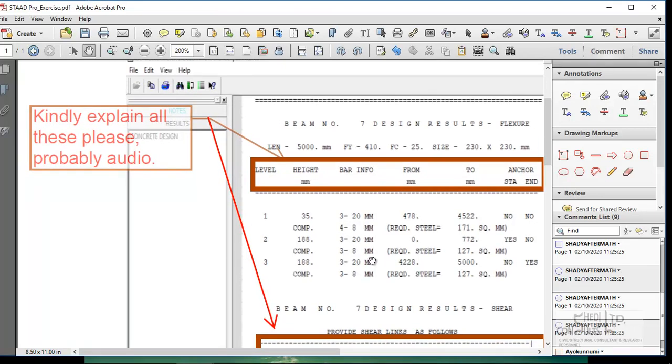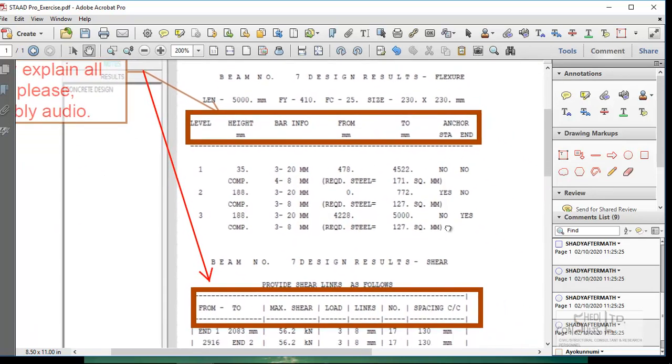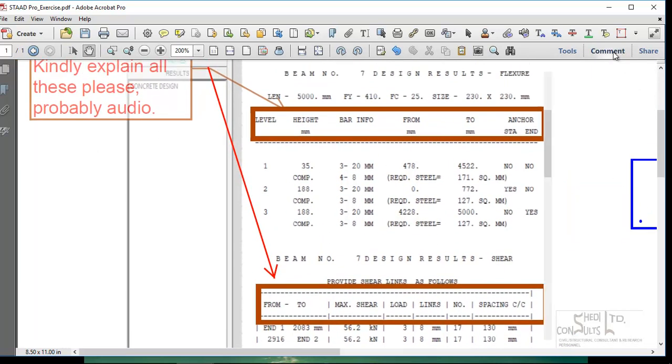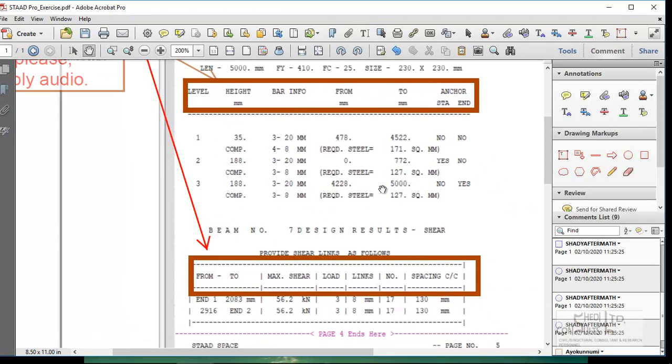Okay, you sent me this document for me to explain. You said I should explain all of this. This is STAAD results. You want me to explain these results from your analysis. Okay, so I'll explain it now, and I'll do that very quickly.